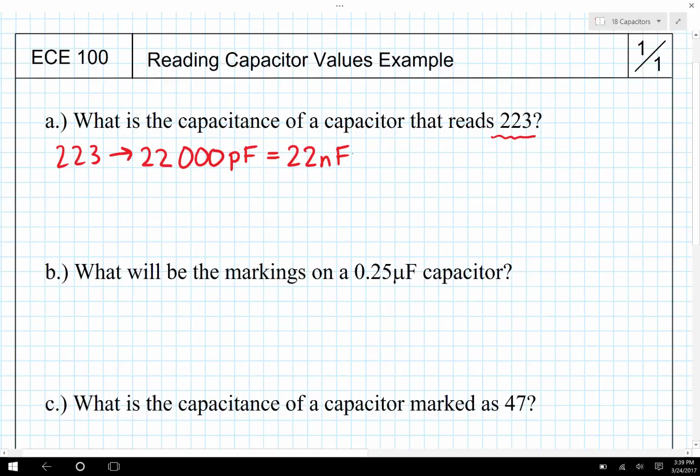And that would be the correct answer if you were asked to provide it in engineering notation, or if you wanted to give it as a microfarad, it would be 0.022 microfarad. But probably I think 22 nanofarads is the best answer there.